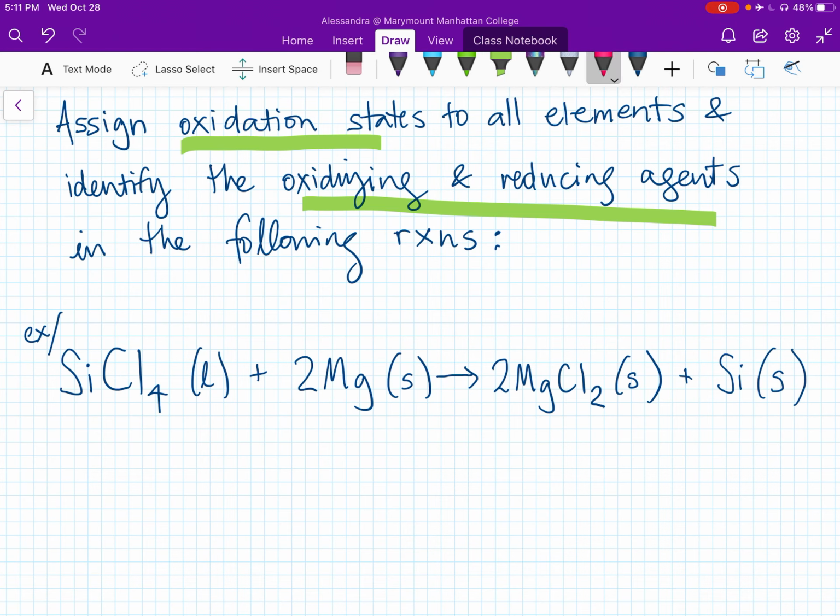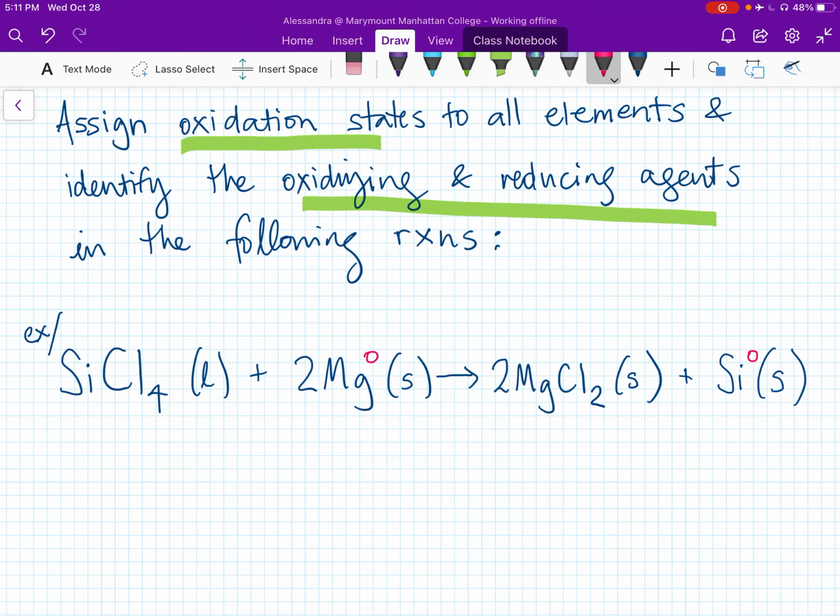If I see an element all by itself, like magnesium here, its oxidation state is going to be 0. Okay, so a free element all by itself is going to have an oxidation state of 0. So both the magnesium and then the silicon on the right side are going to have oxidation states of 0. The others are a little trickier.